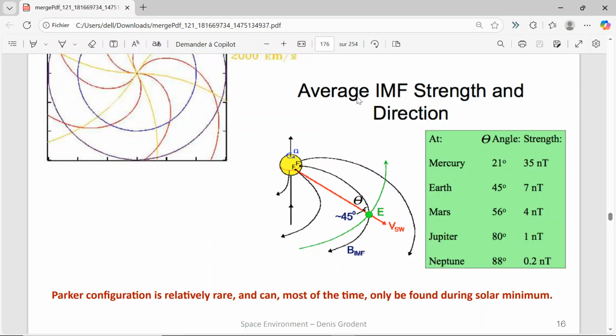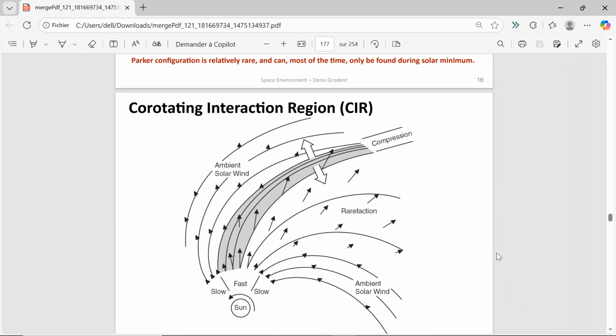We can average the interplanetary magnetic field strength and direction, so we have some values right here. For Earth, we have a theta angle of approximately 45 degrees and a strength of 7 nanotesla, compared to that of Mercury. So we see that the magnetic field has a very large strength. The larger the magnetic field, the lower will be this angle characterizing the bending of the spiral.